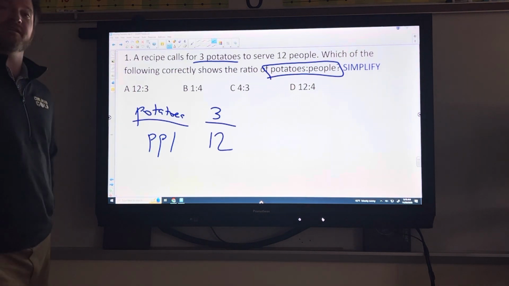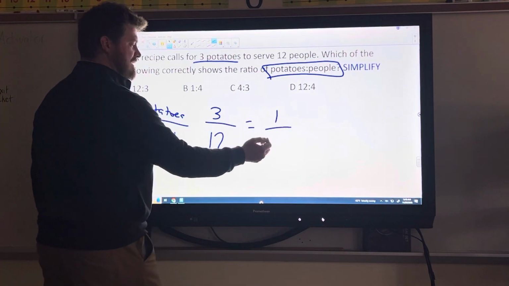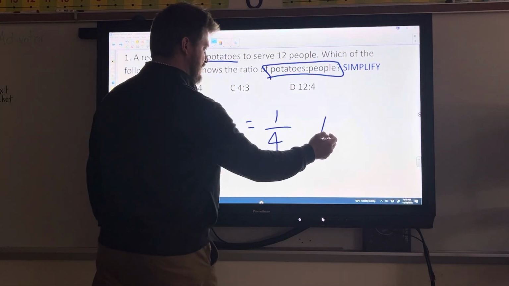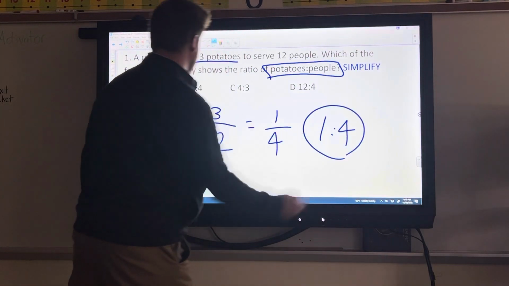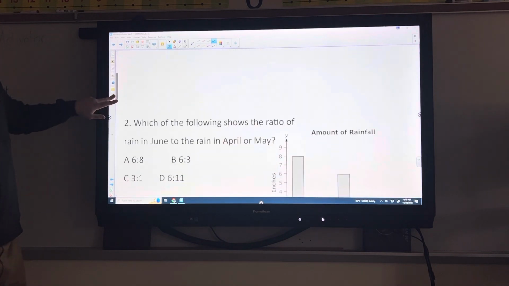To simplify, we're just going to divide these each by 3. 3 divided by 3 is 1, 12 divided by 3 is 4, and 3 over 12 is the same thing as 1/4, aka 1 to 4. Your answer is B. Give yourself a pat on the back if you got B. We're moving on. Number 2.